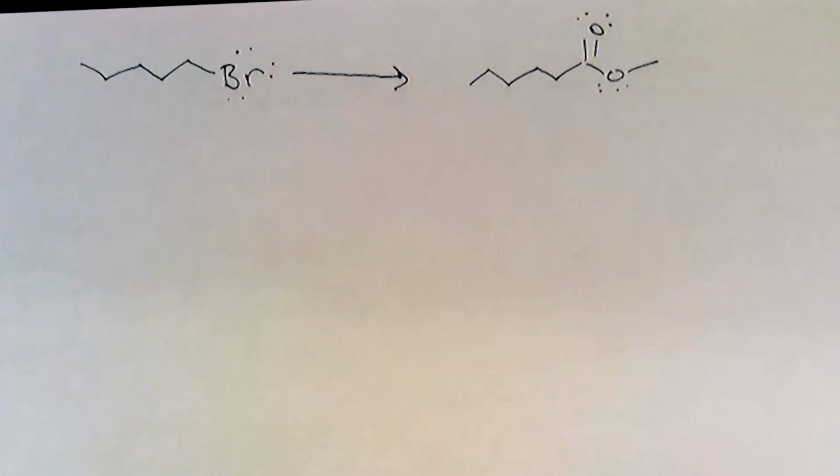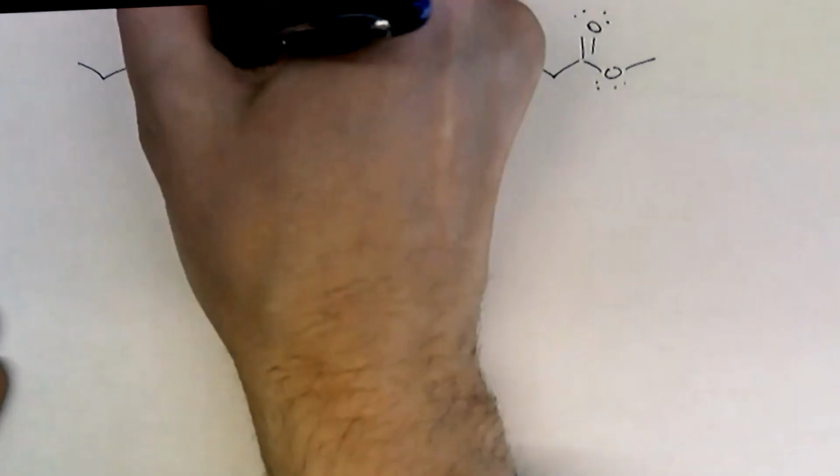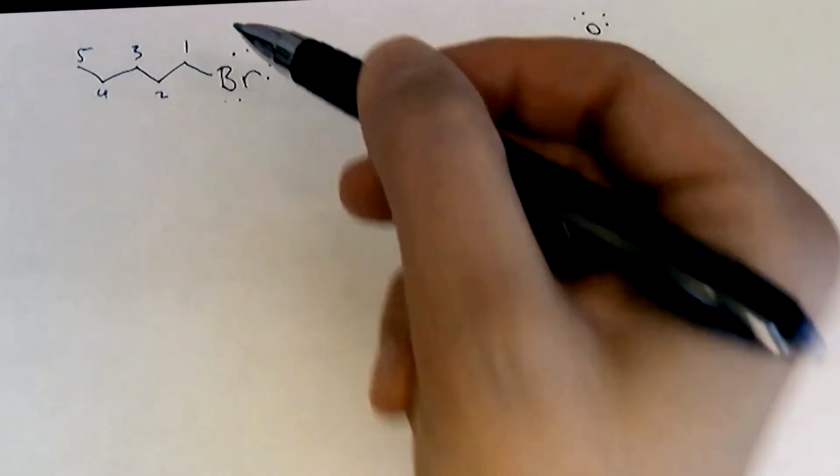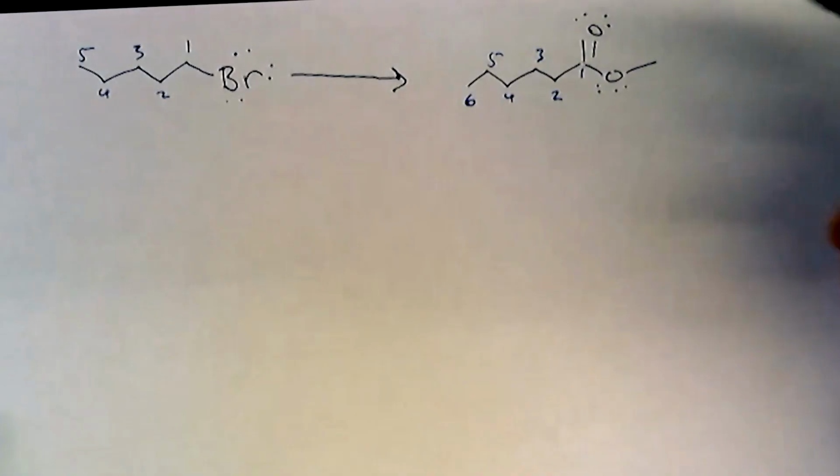Okay, welcome back. To approach this problem, you should first determine what kind of changes have occurred between the starting material and the product. Has there been a change to the carbon skeleton? Yes, the parent chain is going from 5 carbons in 1-bromopentane to 6 carbons in methyl hexanoate, an increase of 1 carbon. Has there been a change in the functional groups? Yes, the starting material has a bromo group, and the final product has a methyl ester.